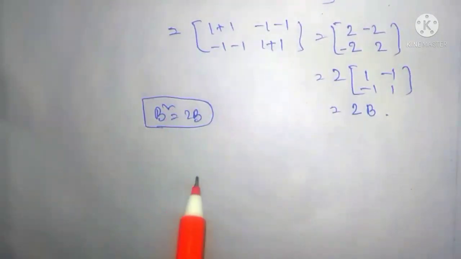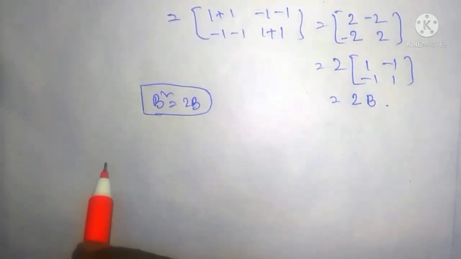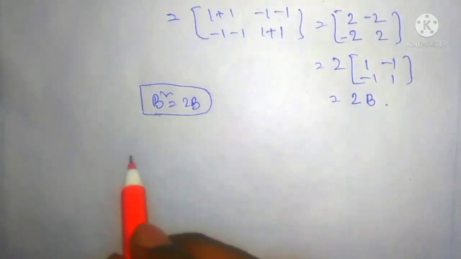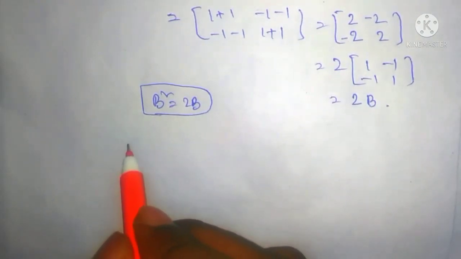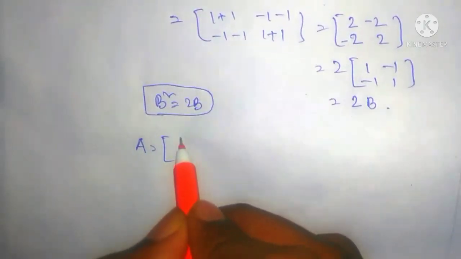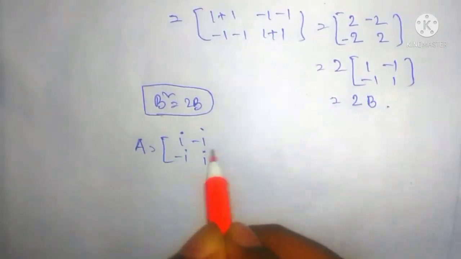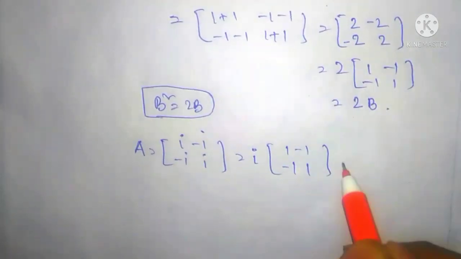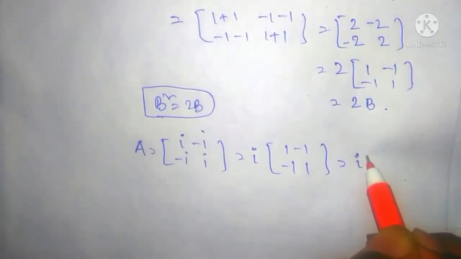Now one of the shortest formulas we just elaborate now. If B square equals 2B, then what about A? That is i, minus i, minus i, i. That is i into 1, minus 1, minus 1, 1. That is i into what?